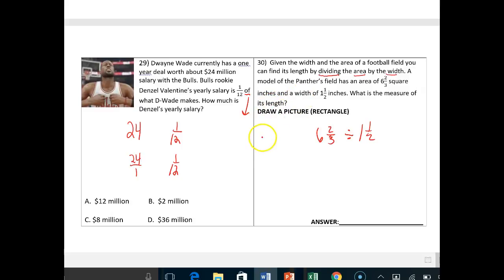Draw a picture, a rectangle. So here's your picture. The area is 6 2/3. The length is 1 1/2. They want you to find the width. Please answer that question. Make sure you put units in your answer.